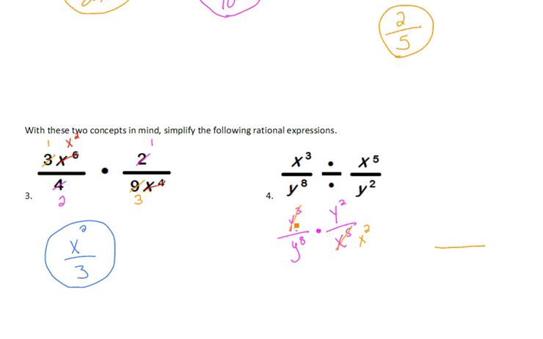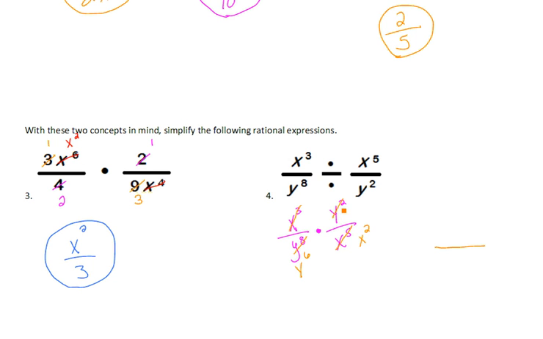Okay, do we see that? I canceled out 3 of the x's with 2 left over in the denominator. I'm going to cancel out 2 of the y's with 6 left over in the denominator. So let's go ahead and combine this. I got rid of both terms on top.